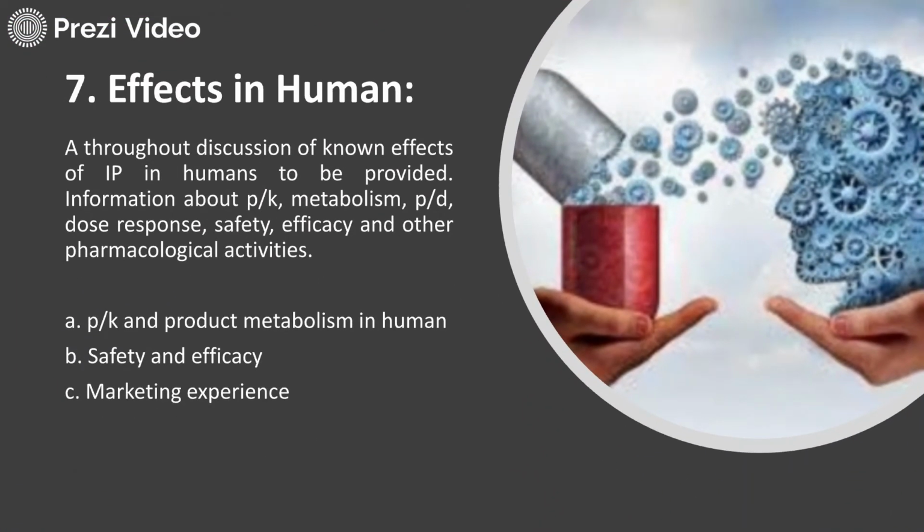Then in the seventh part, the effects on human beings have to be interpreted. So a thorough discussion of the known effects of the investigational product in humans is to be provided. Information about the pharmacokinetics, metabolism, pharmacodynamics, dose response, safety, efficacy and other pharmacological activities has to be included. The main idea is to interpret the effects of the drug on humans in a detailed way: pharmacokinetics, metabolism, pharmacodynamic effect, and a detailed study about the safety and efficacy evaluation, and also the marketing experience of the product.